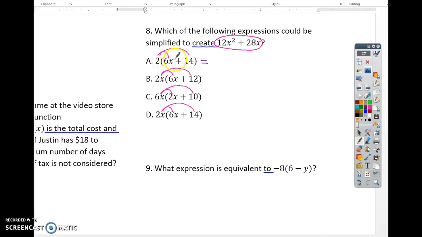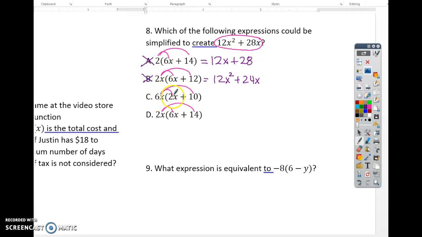2 times 6x is 12x, because there's only one x, right? No x here, one x here. And then 2 times 14 is a positive 28. This one doesn't have an x, this one doesn't have an x. Now this looks close to this answer, but it's not, because it's not a square and it's not an x. Okay? The next one, 2x times 6x. 2 times 6 is 12. How many x's are there? 1, 2. So it's x squared. 2x times 12 is a positive 24x. Well, that's not the same thing as that, so that's not the answer.